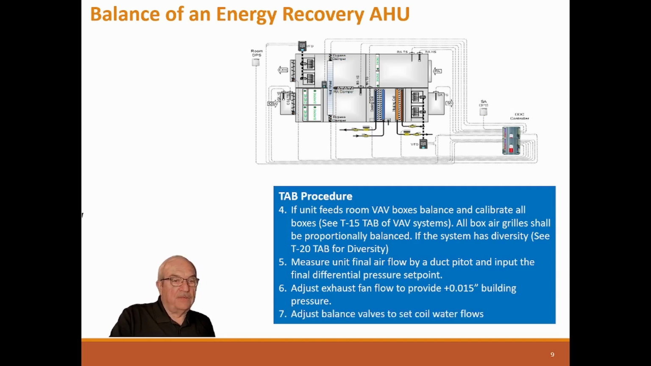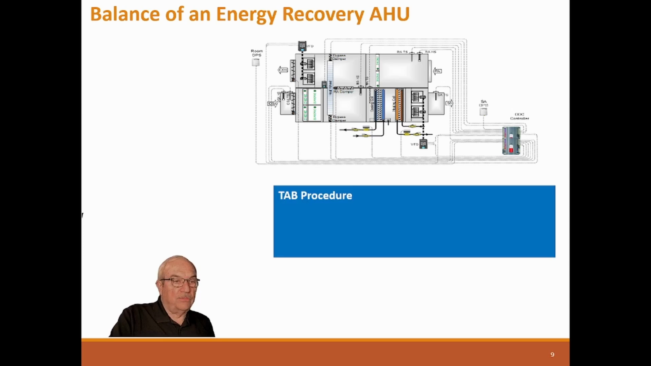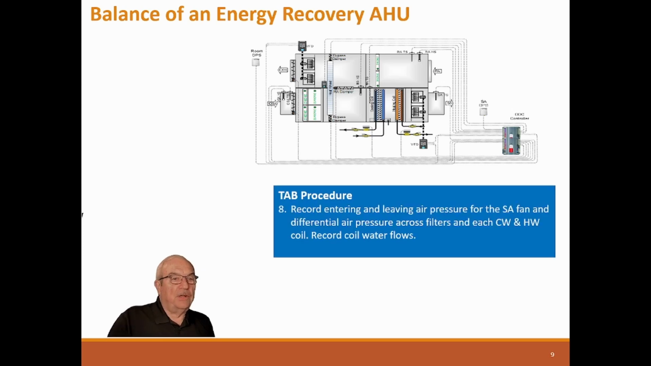Adjust balance valves to set the coil water flows. Record entering and leaving air pressure for the supply air and differential air pressure across the filters, and each chill water and hot water coil. Record coil water flows. Release all outside air dampers to automatic operation. So now you've balanced that and it's in automatic operation. They're big, impressive units, but as far as balance is concerned, they're not terribly difficult.